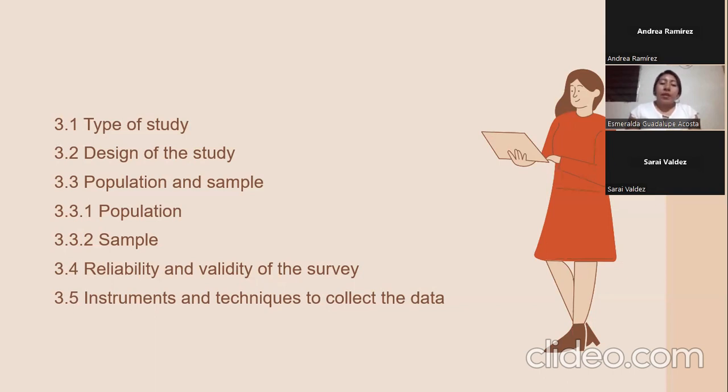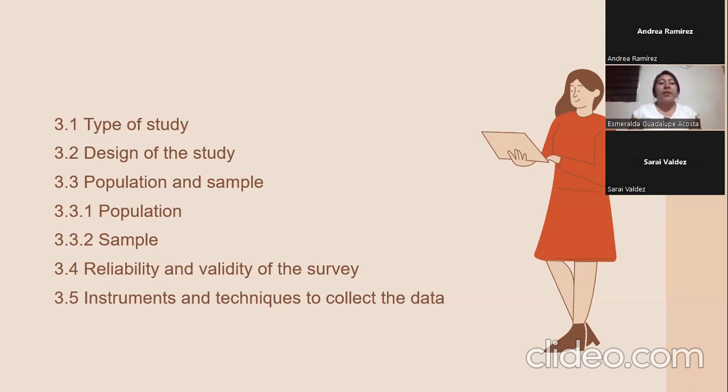The point number 3 is population and sample. First, we have the population, and the study considers 51 teachers of all the degrees of the sciences and humanities faculty of the Universidad Modular Abierta. And related to the sample, our sample is by convenience because this type of sample allows us to choose those subjects who are more accessible. And they are 9 English teachers of the Universidad Modular Abierta.